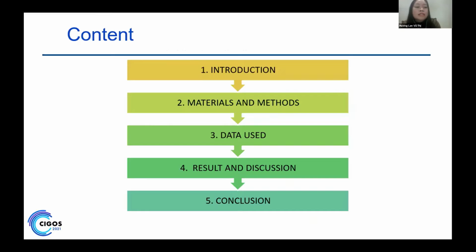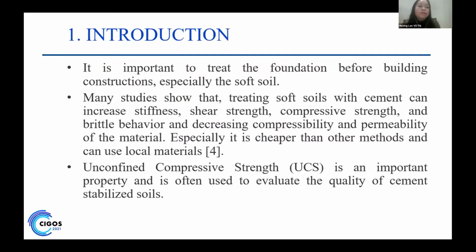Our presentation includes 5 parts. Part 1, introduction. Part 2, materials and methods. Part 3, data used. Part 4, results and discussion. Part 5, conclusion.